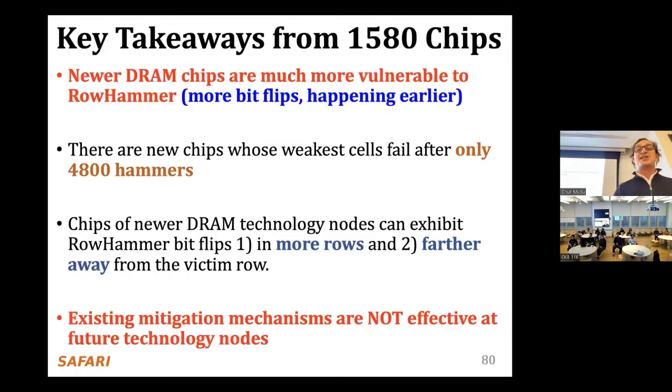Essentially, we did a much larger scale study. We studied more than 1,500 DRAM chips, and these are the findings. We found that newer DRAM chips are much more vulnerable. You get many more bit flips happening earlier. There are some chips whose weakest cells failed after only 4,800 hammers, meaning that the solution to the problem is not easy. Chips in newer technology are much more vulnerable, and existing mitigation mechanisms that we know of are not effective at future technology nodes. So if this scaling problem continues into the future, we don't have a solution basically. That's what this paper demonstrated.